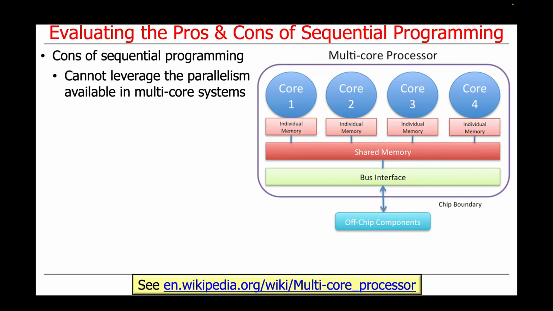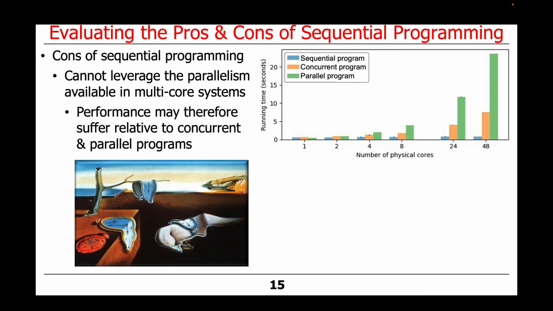And if you're doing sequential programming, then that program by itself may or may not, most likely not, be able to access and leverage the parallelism in a multi-core environment. As a consequence, performance, which can be looked at in terms of throughput, scalability, latency, or whatever, may suffer relative to alternative concurrent and parallel programs. And here's a simple little chart that shows this.